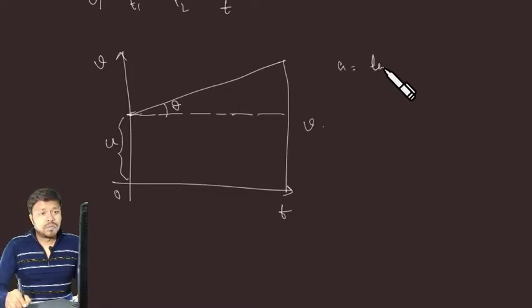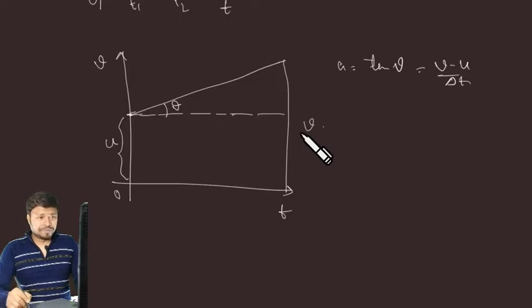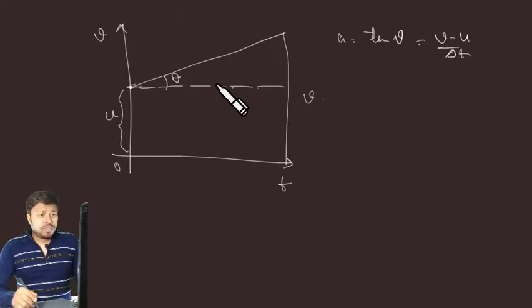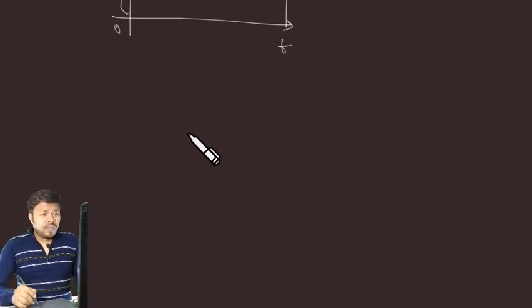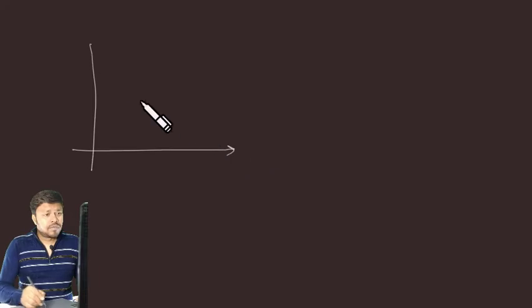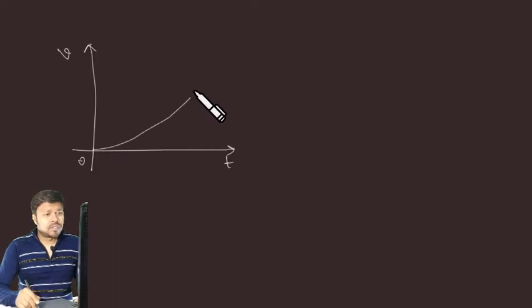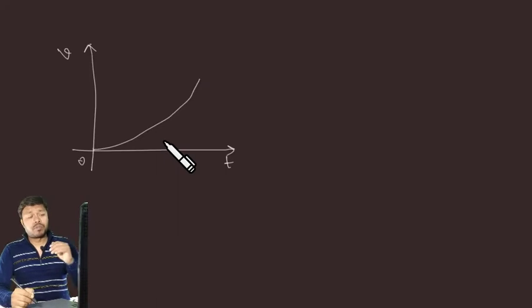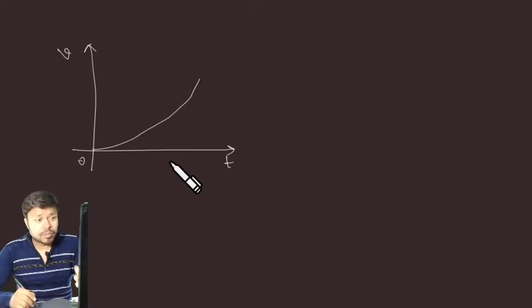Okay, understood? And this is of course the theta angle of the graph, and tan theta is the acceleration. a equals tan theta, which in this case will be (v minus u) by delta t. All right. So this is also non-uniform motion, and there can be other non-uniform motion, something like this. So if the velocity-time graph looks like this, what happens to this body? How is the motion of this body from this graph?